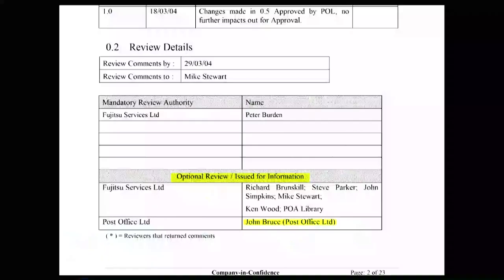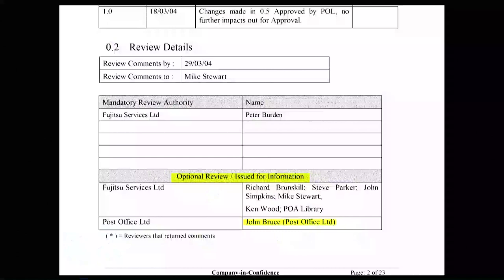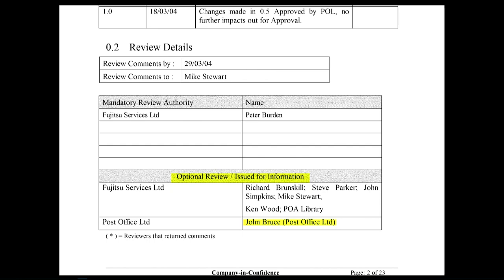And so an optional reviewer here, Mr. Bruce, would be sent the document, but it wasn't mandatory for him to make a return? Correct. The optional doesn't apply to whether or not the document was sent to him. That's correct, yes. And issued for information, is that self-explanatory, i.e. you're just getting this after we have written it? Yes. Okay, thank you.